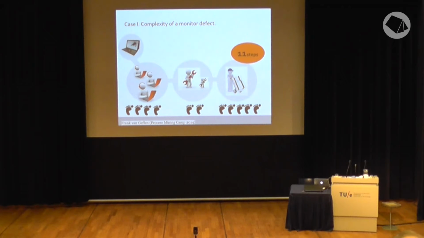Well, the first example that I want to use is the number of steps, which is a criterion for process effort. Basically, every time someone is doing something with the process, one step in the process is being performed. A nice example was shown last year by Frank van Geffen, on a slide I copied from his presentation at the Process Mining Camp, where they were looking at an incident management process for broken monitors, and they were measuring the number of steps people had to take to solve that incident. It turned out that 11 steps was the average number of steps needed.